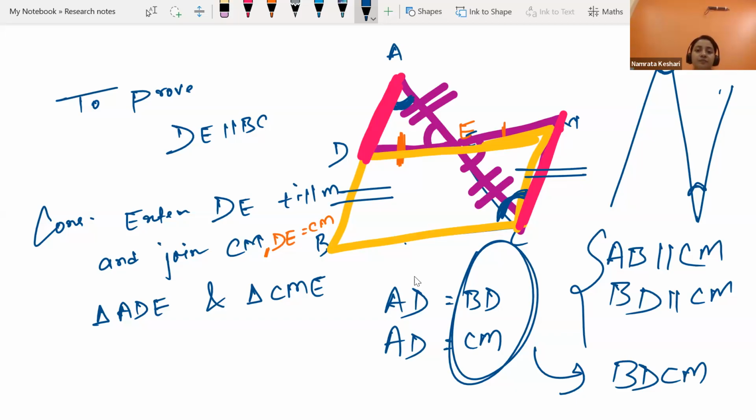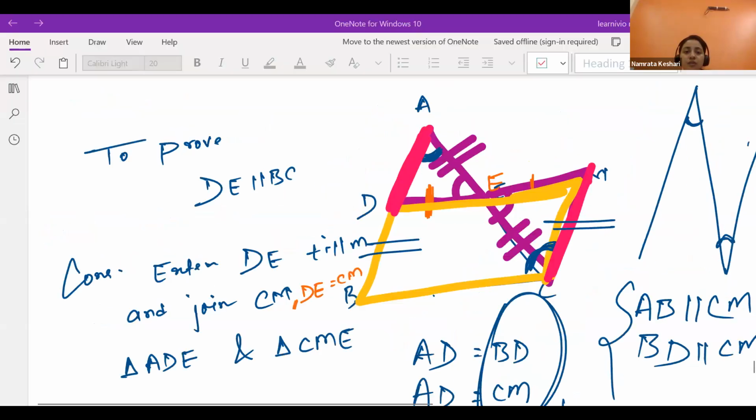Got it? Everyone got it? Yes, ma'am. Tejas, you got it. The rest of the students? Ma'am, can you explain the theorem? Yeah, the theorem also.